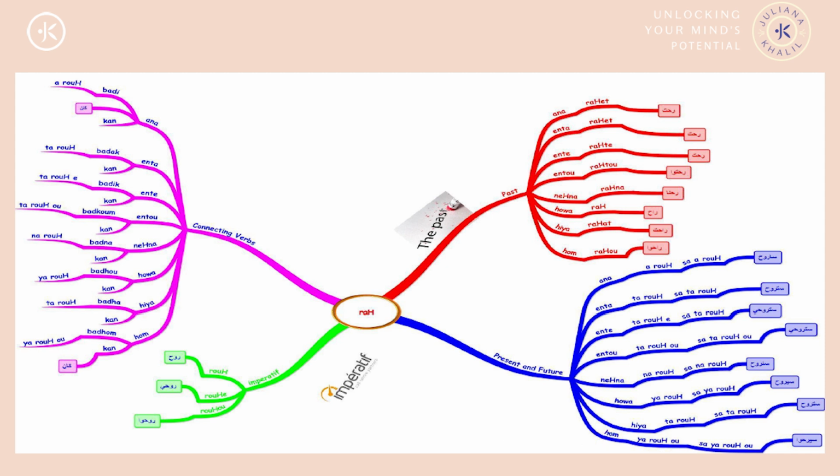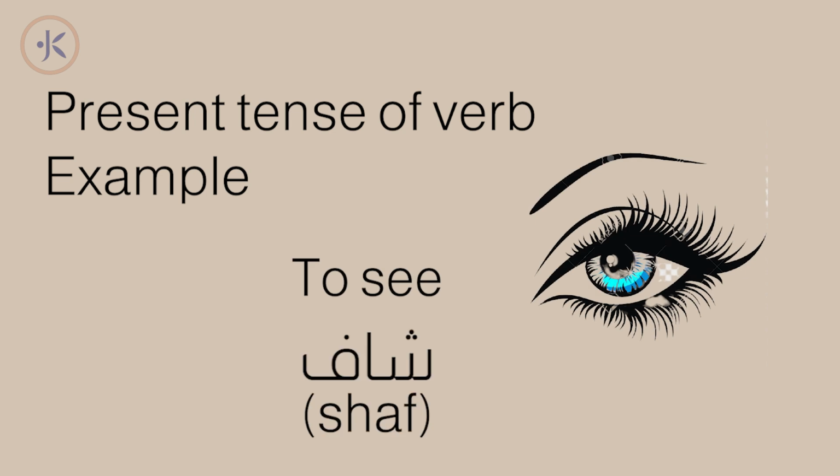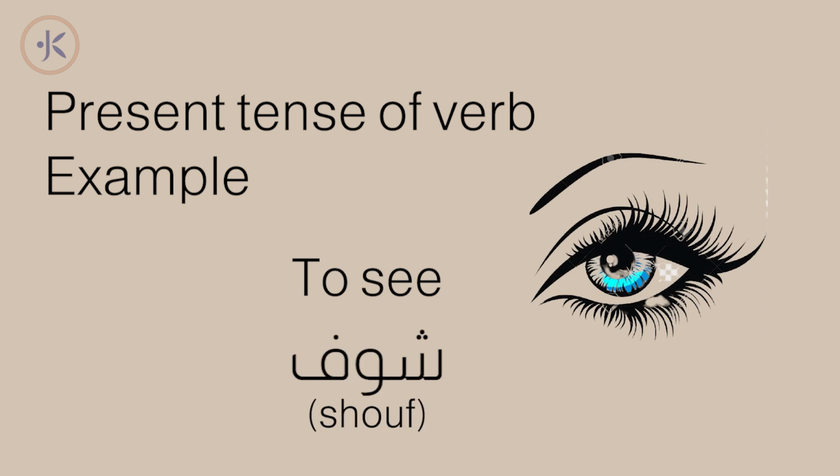Just a small hint, the sound of the verb will change in the present. So the verb is to go راح, the A becomes OU because the accent has changed. So أنا أروح. The same thing will be applied to see. To see is شاف. The sound will become شوف. The A will become OU.